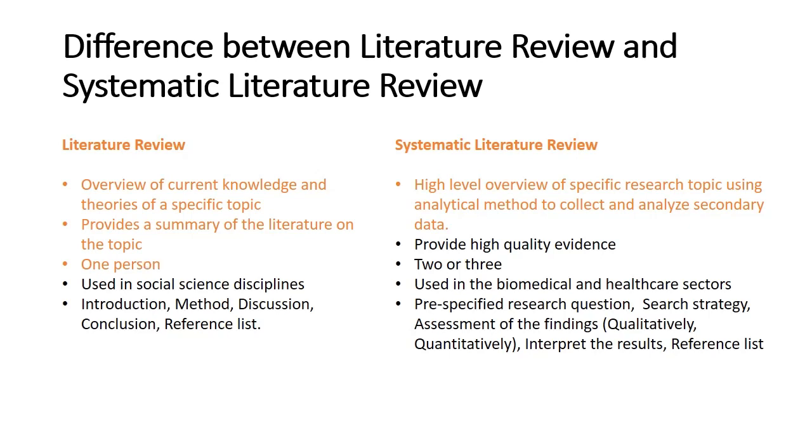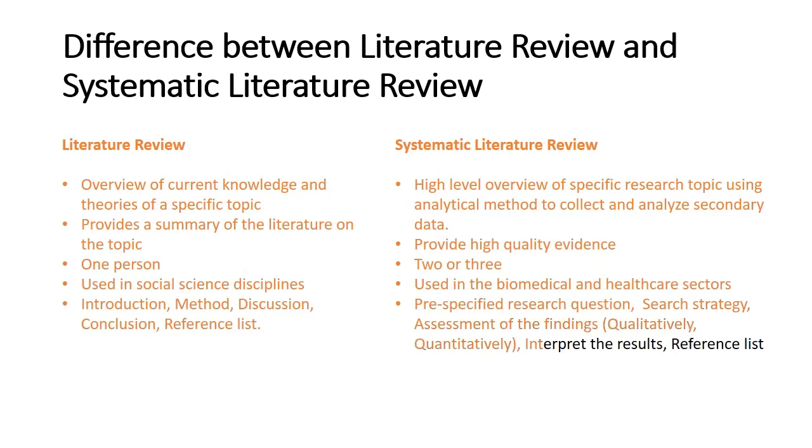A systematic literature review provides high quality evidence on the topic. A literature review is based on one person, while a systematic literature review involves two or three people. A literature review is used in social science disciplines, and a systematic literature review in biomedical and healthcare sectors. A literature review normally contains an introduction, method, discussion, conclusion and reference list. A systematic literature review contains a specified research question, research strategy, and assessment of the findings. It is both quantitative and qualitative, and they interpret the results, followed by the reference list.